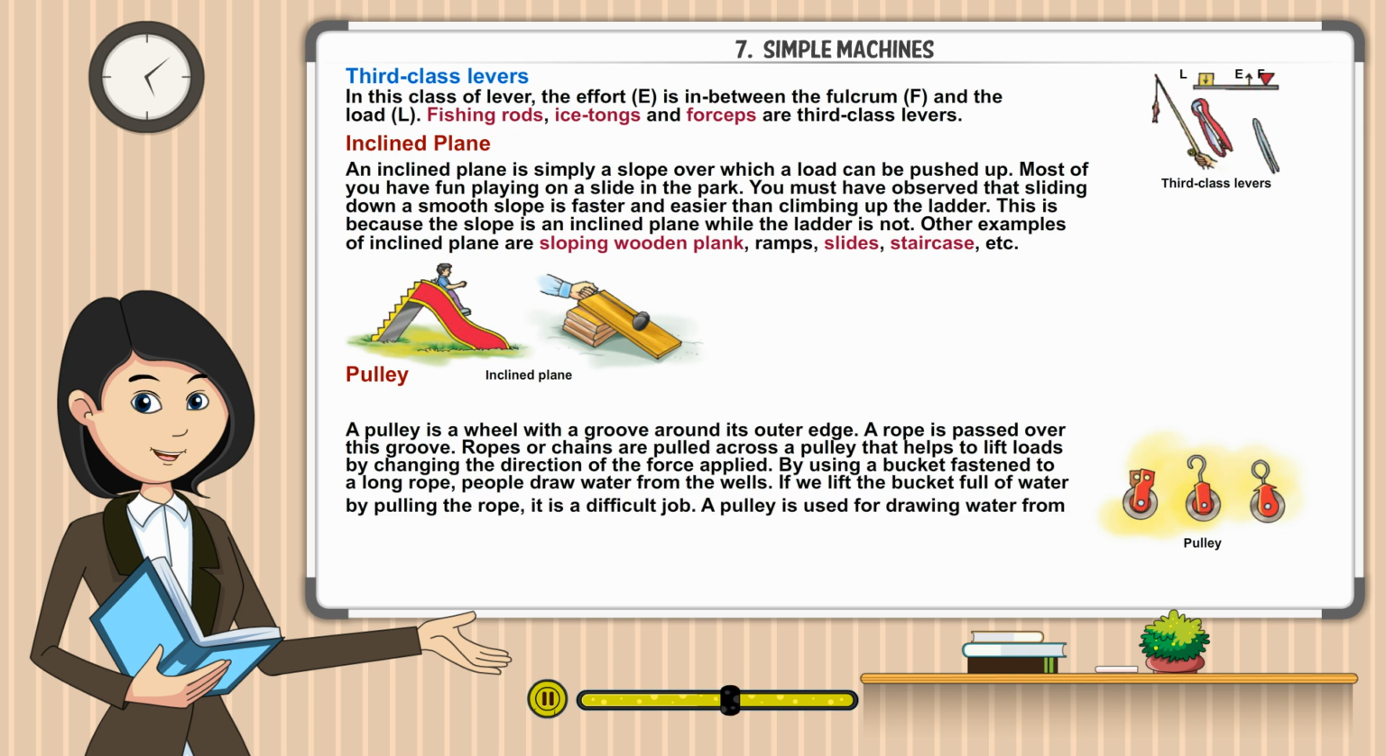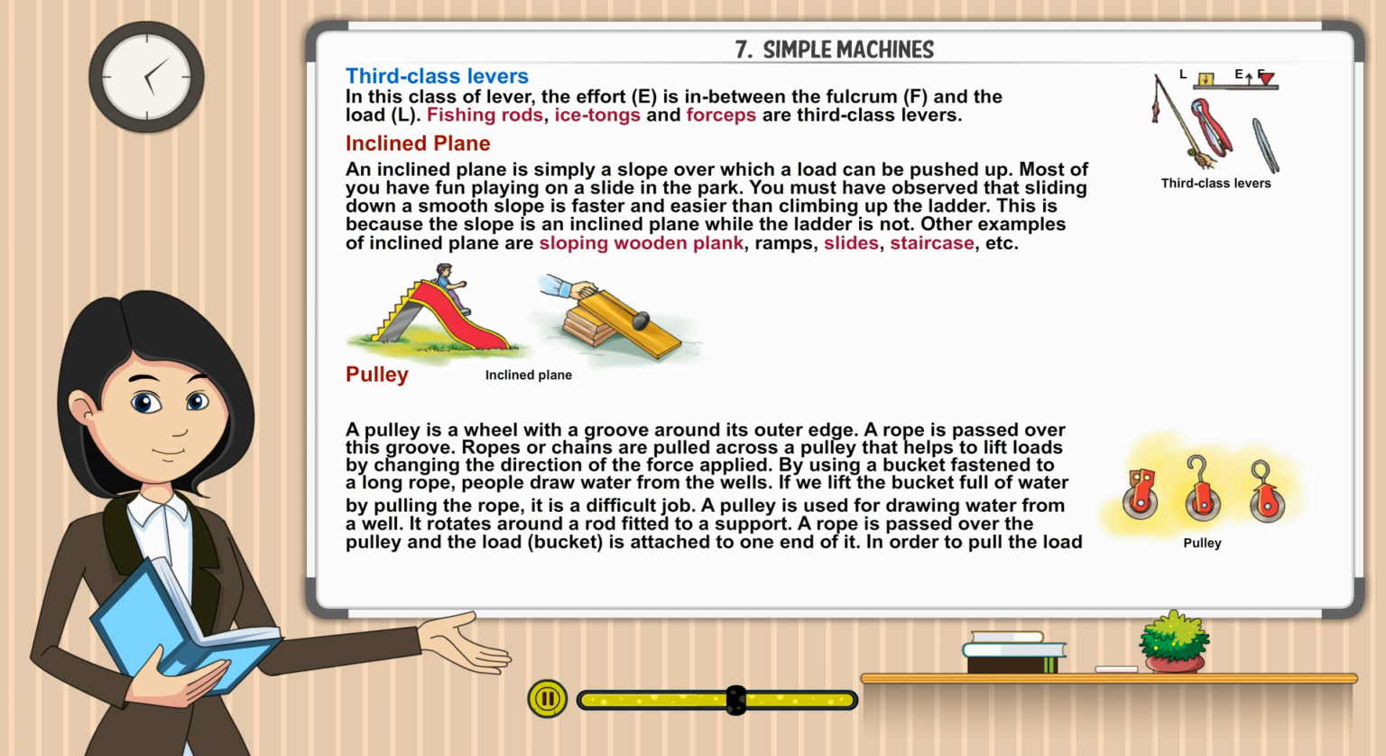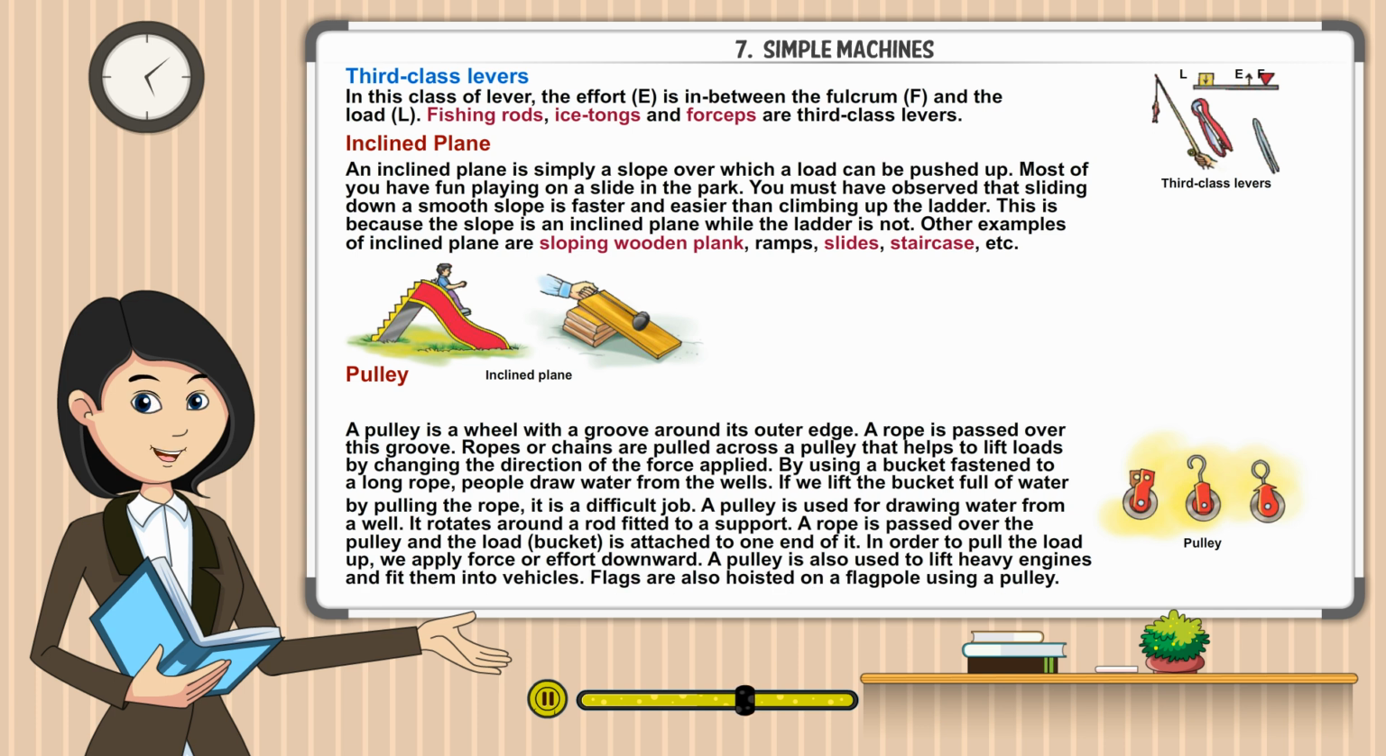A pulley is used for drawing water from a well. It rotates around a rod fitted to a support. A rope is passed over the pulley and the load, bucket, is attached to one end of it. In order to pull the load up, we apply force or effort downward. A pulley is also used to lift heavy engines and fit them into vehicles. Flags are also hoisted on a flagpole using a pulley.